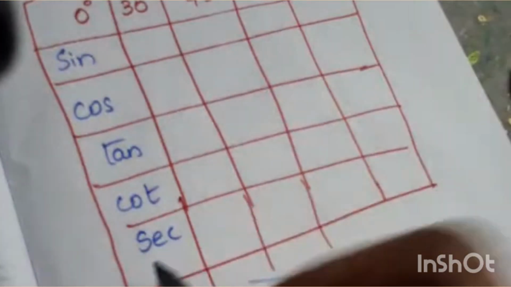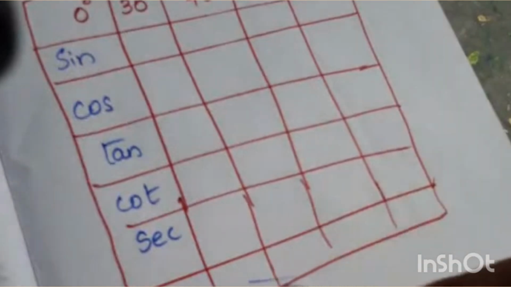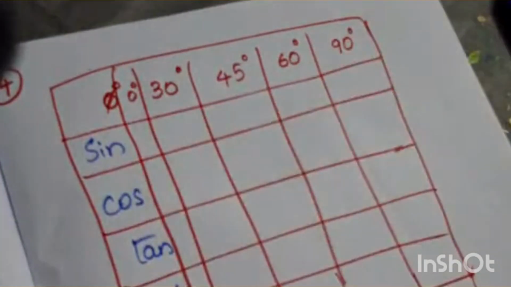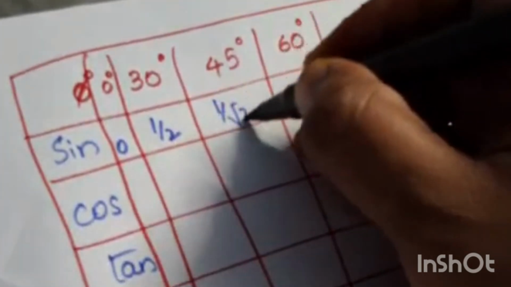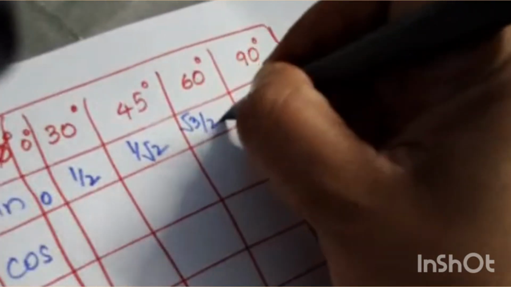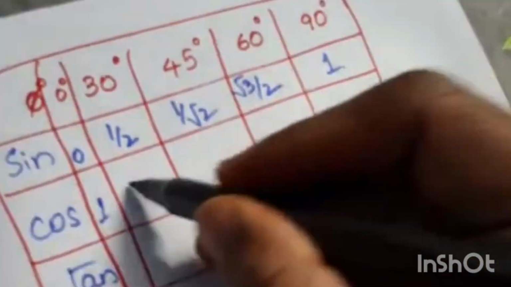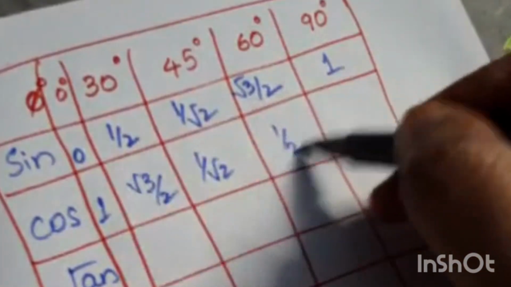I have uploaded a video about remembering these trigonometric values, children, so please watch again. Here cosec is there. Okay, this is the table. Sorry, here now sine 0, I forgot in this table column. Sine 0 is 0. Sine 30 is 1 by 2. Sine 45 is 1 by root 2. Sine 60 is root 3 by 2. And sine 90 is 1. Then for cos we write the reverse of this: 1, root 3 by 2, 1 by root 2, 1 by 2 and 0.